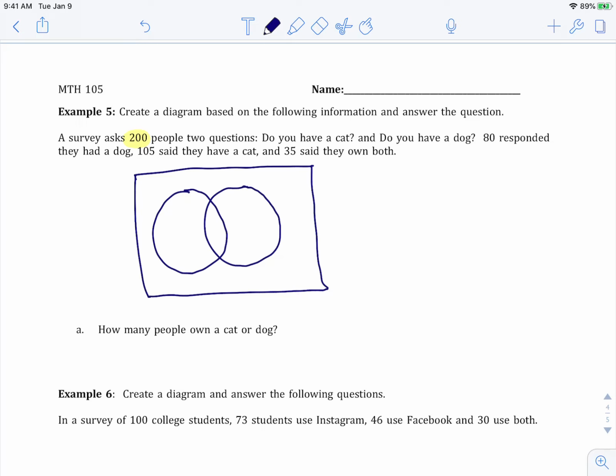Or do they have a cat? I wish my circles were a little bit better. So here's my dog circle. Here's my cat circle. And just to get us good with terminology, I'm going to put a U here for my universal set.